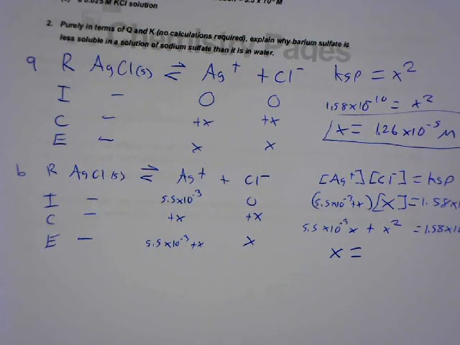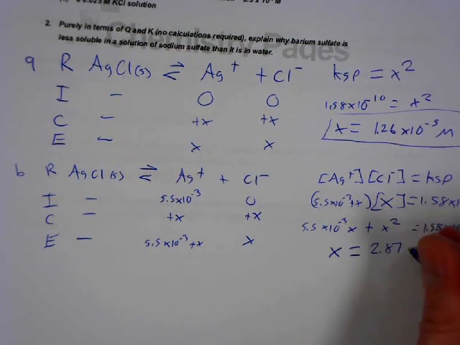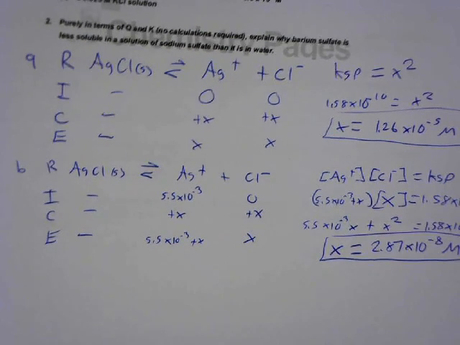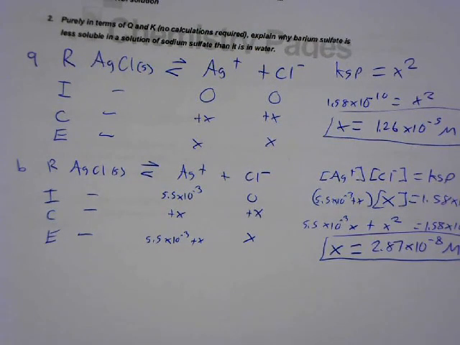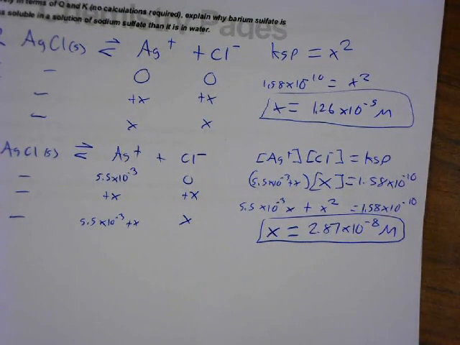How are you going to solve this? Graph. You got to graph it, right? Easier than quadratic. You're going to have to graph that. Let's get your answer. What do you get for x? 2.87 times 10 to the negative 8 molar. That's right.